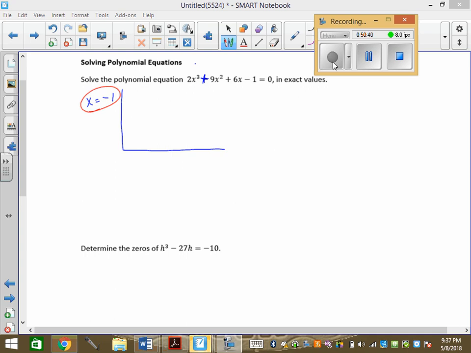Solve. So if it asks you to find the zeros, if it asks you to find the roots, if it asks you to solve, if it asks you to find the x-intercepts, that all means the same thing. Find what x equals when y equals 0. In this case, y equals 0.